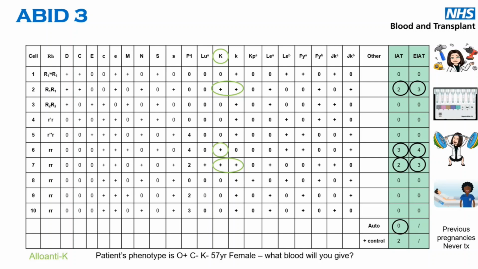O is negative, so thinking about our tools for this patient, phenotype them. You can see that it's enhanced in terms of enzyme IAT, which I've already said. Check the transfusion history. This patient has had previous pregnancies, but they've never been transfused, so chances are they've made this antibody when they've been pregnant. And then the patient's phenotype, so they're a 57-year-old female. The RhD positive, big C negative, big K negative. What blood are you going to give them?